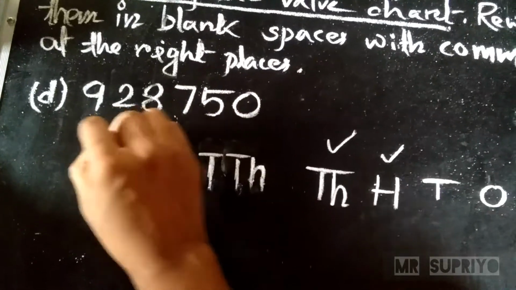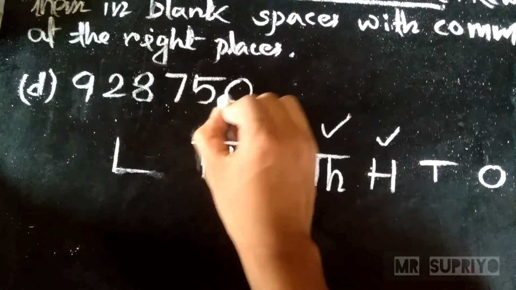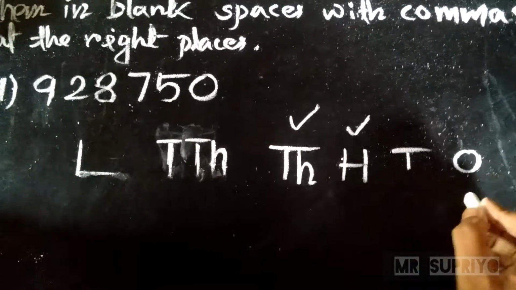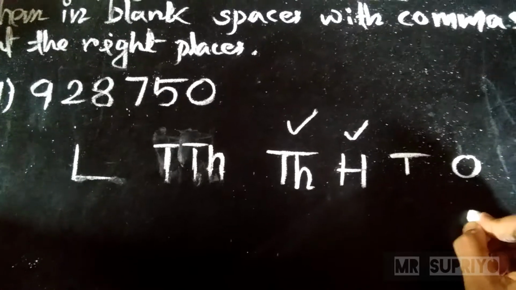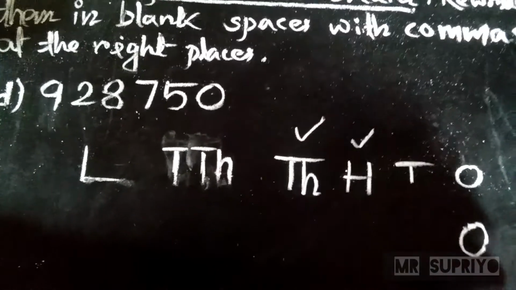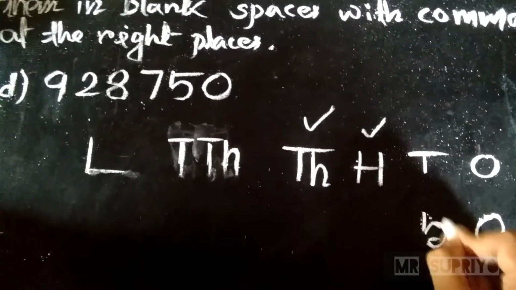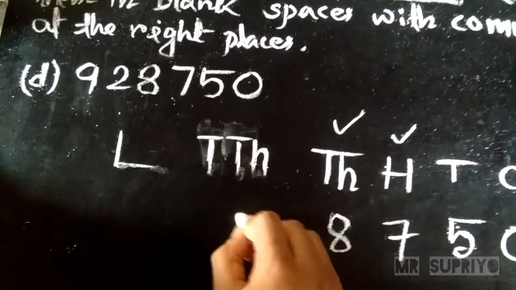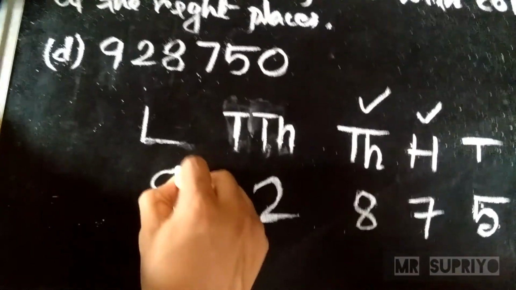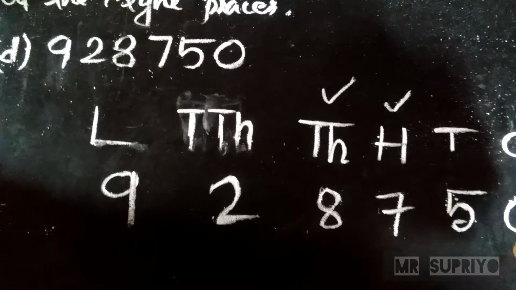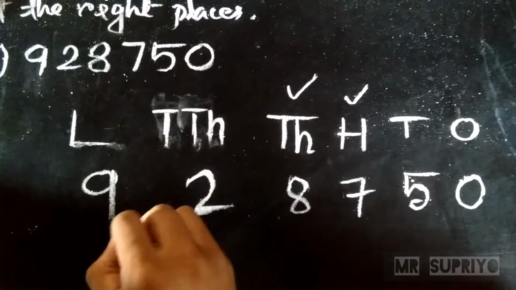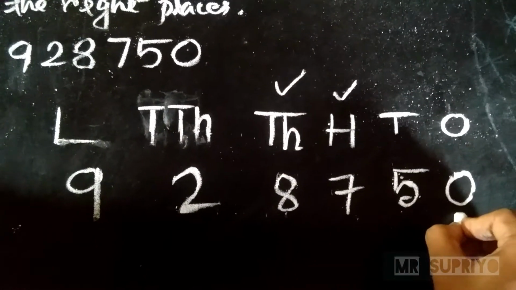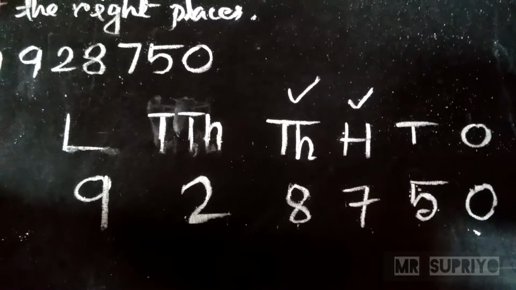Now question number D is 928750. According to the question, we will arrange this number from the right side. In the ones place, we will write 0, after that 5, after that 7, after that 8, after that 2, and the last number is 9. So here we can say that 9,28,750 according to the Indian place value chart.